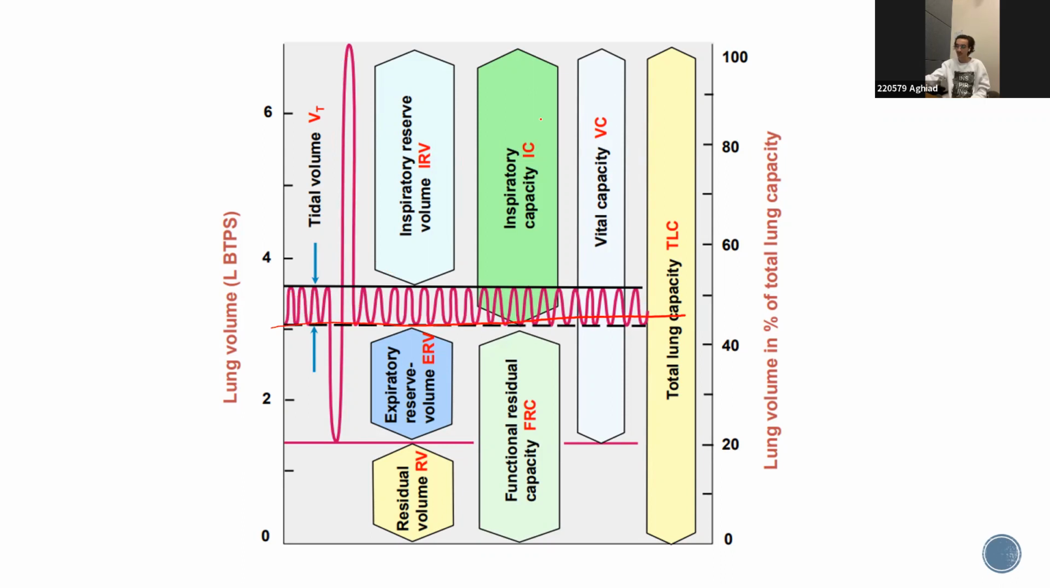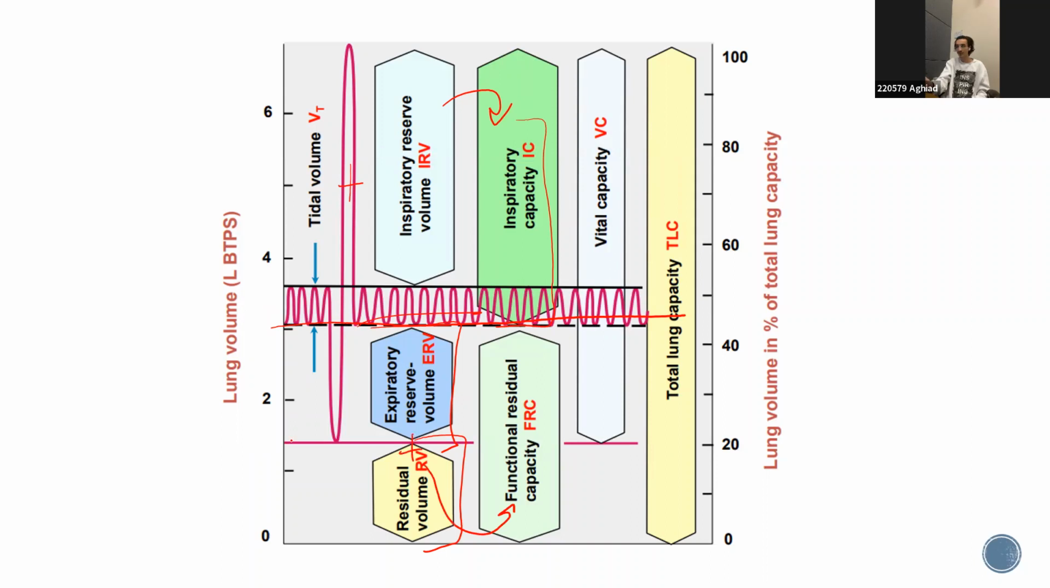This is called the inspiratory capacity, right? So tidal volume plus inspiratory reserve volume gives you the inspiratory capacity. Now, for exhaling, the expiratory reserve volume, the maximum amount of air you can breathe out, plus the residual volume, the amount of air you cannot change, it's just stuck in the lungs, right? Added together, they give us the functional residual capacity.